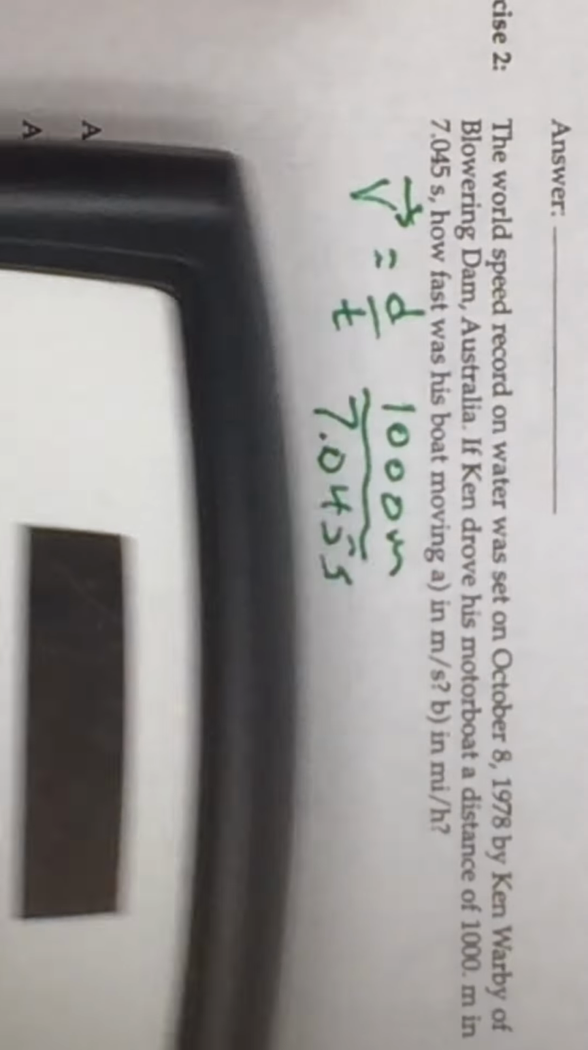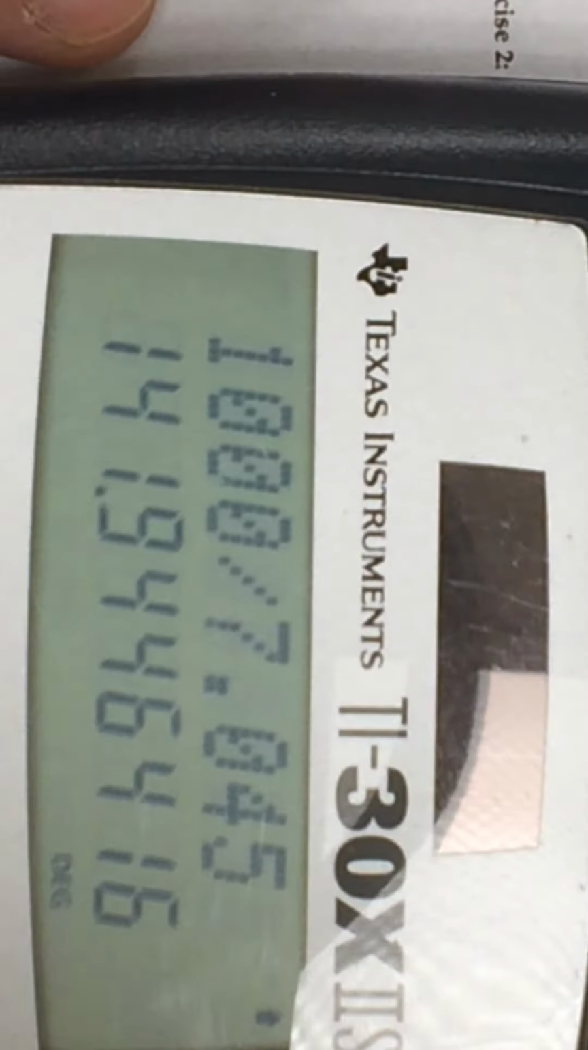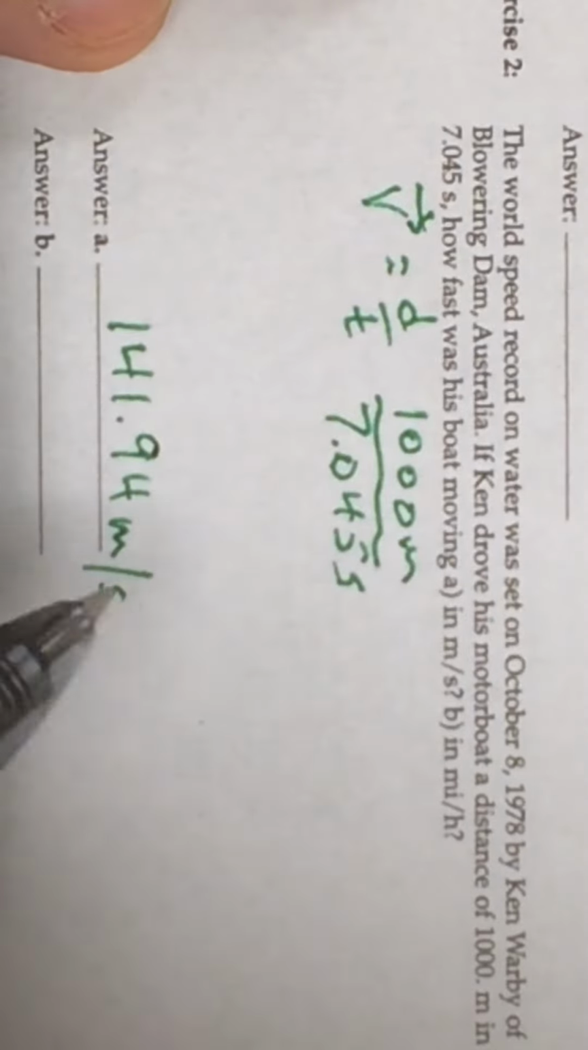Okay, so I have here 1,000 divided by 7.045. Probably can't see that at all. And I have that as 141.94, and that's what I put here as meters per second.